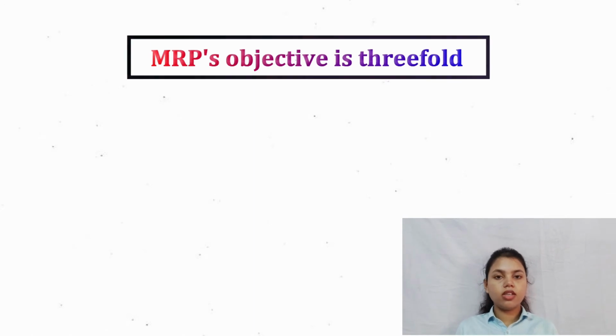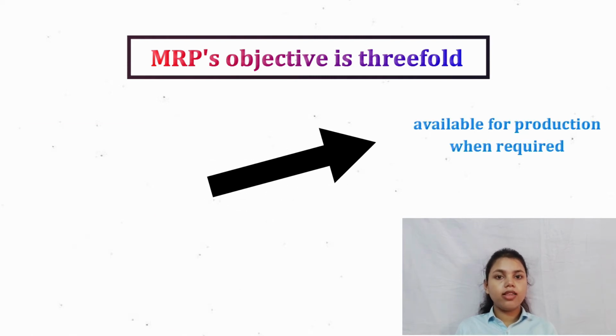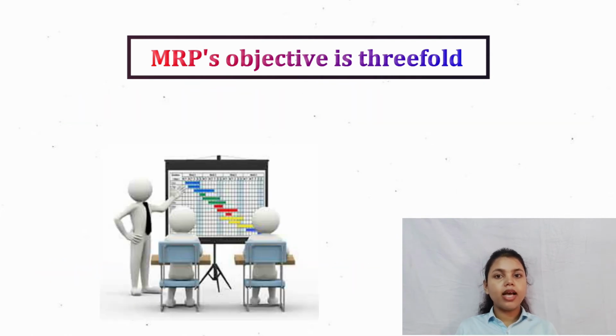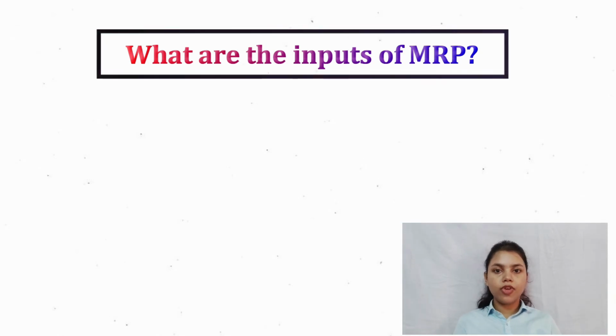MRP's objective is threefold. It makes sure raw materials are available for the production when required. It maintains the optimal quantity of materials and components. It plans and schedules manufacturing activity. What are the inputs of MRP?